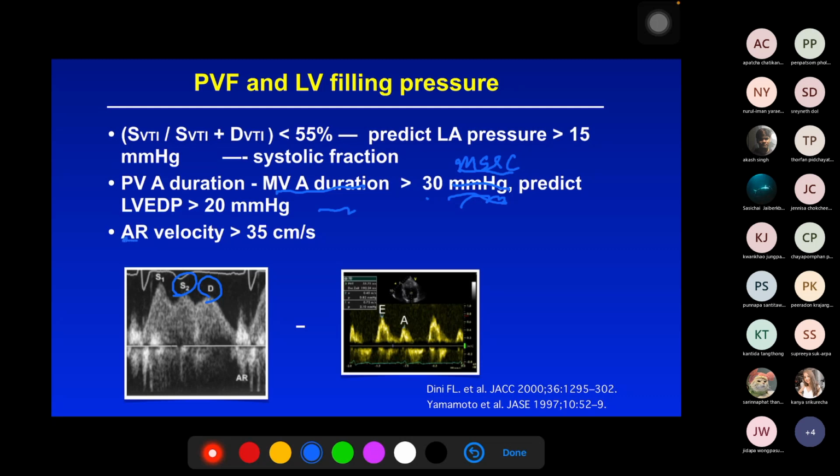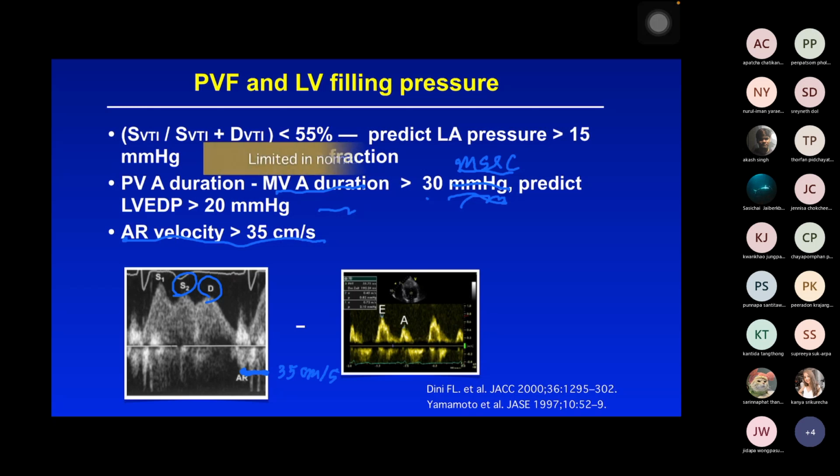And if we see the AR velocity over 35 centimeters per second, this also represents high LV pressure. You see this one? You just point at this one and measure the velocity. If this velocity is over 35 centimeters per second, it represents high LV pressure.